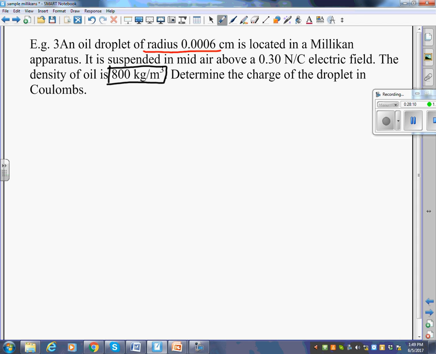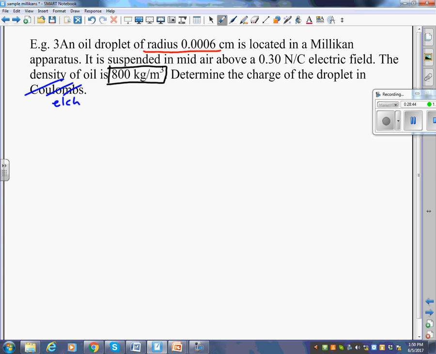I'm trying to make you into independent students. The density of oil is 800. Determine the charge of the droplet in elches. I'm changing it. Determine the charge of the droplet in elches. This is basically what Millikan did for every drop. I've simplified it a little bit.